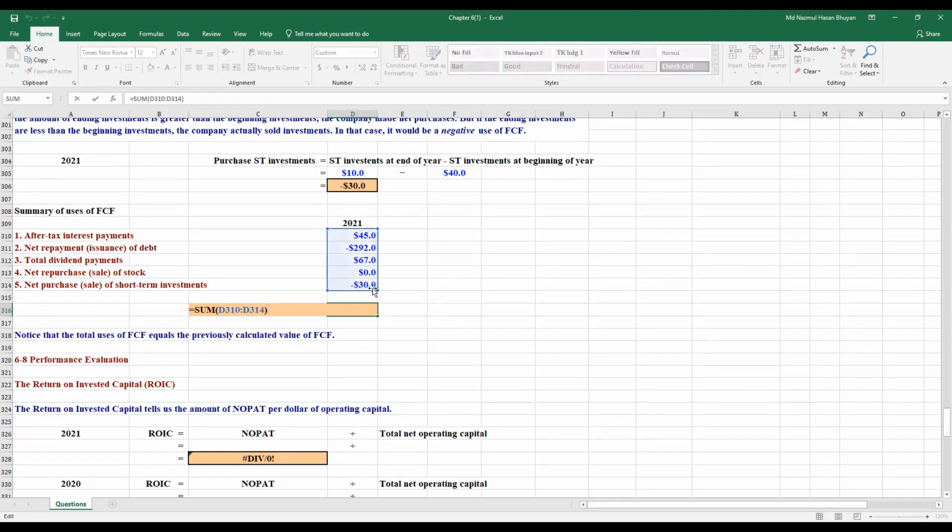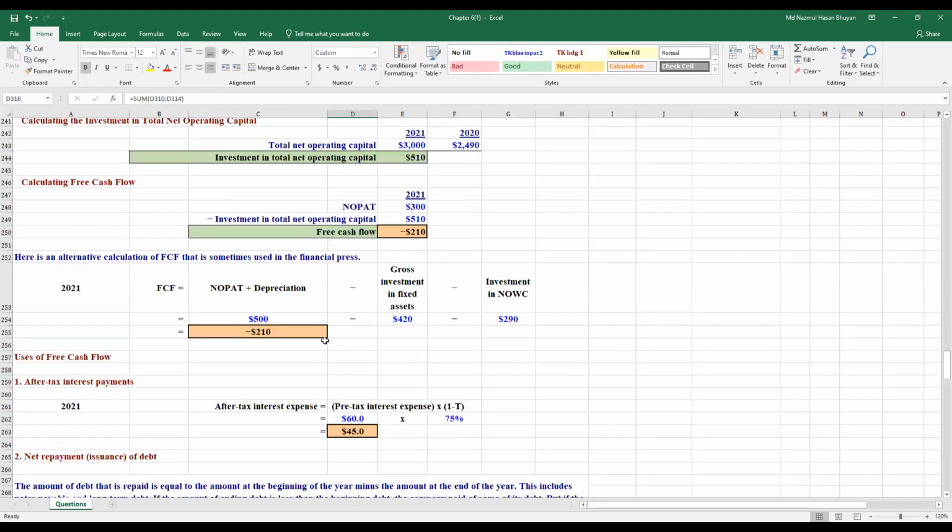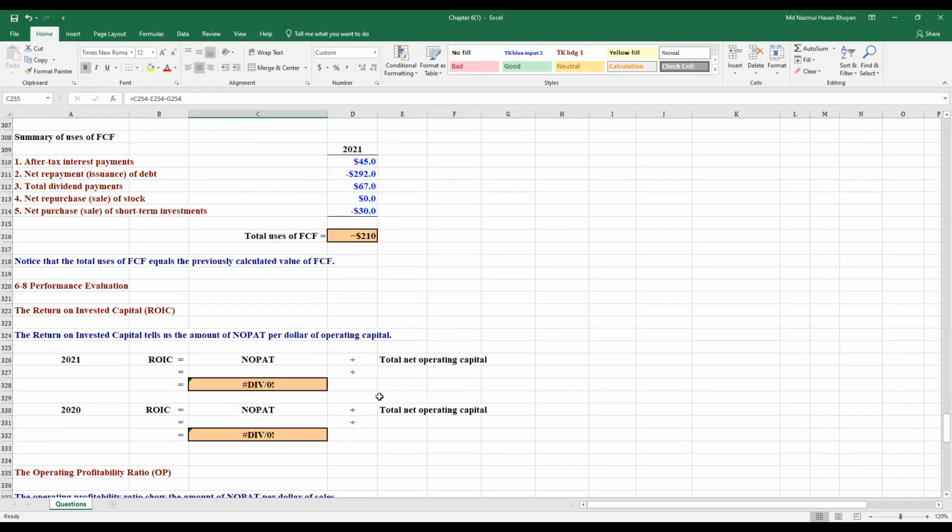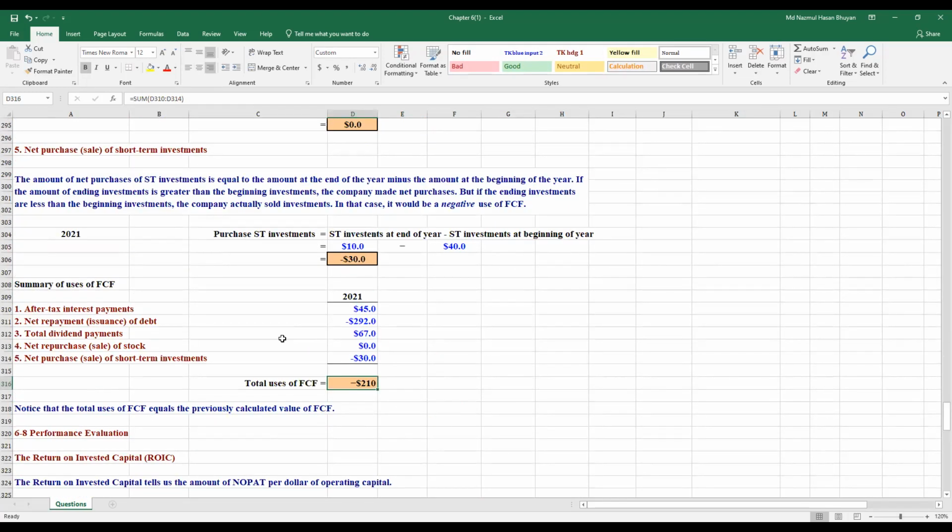Okay. Now you sum them up. You can see the value of the total uses of free cash flow is equal to the free cash flow value you calculated earlier. So now here you can say the firm used free cash flow to the firm to pay off its interest expenses, dividend payments, and then it also got additional money or cash flows from issuance of debt and then sale of short-term investments.